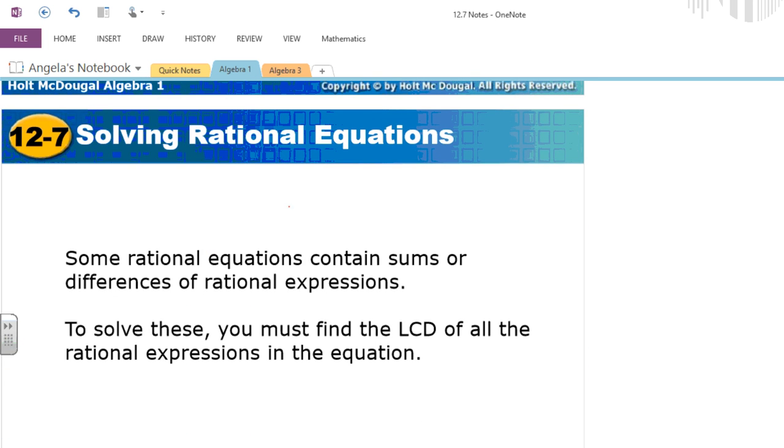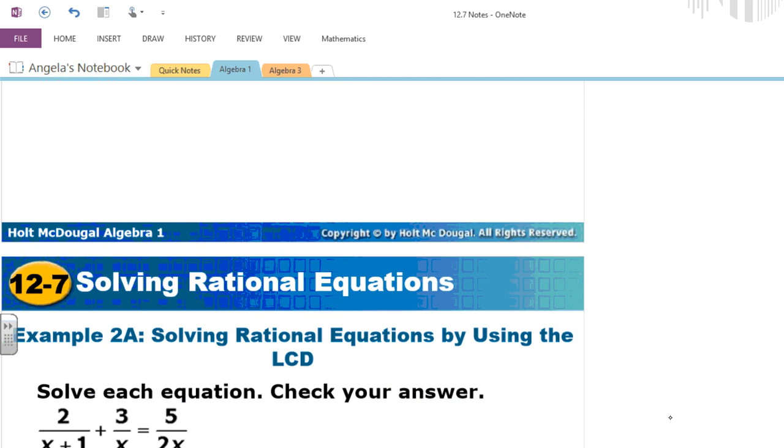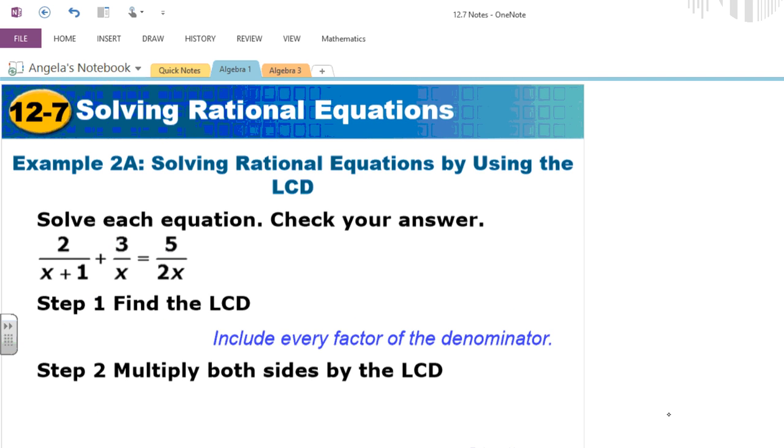Some rational equations contain sums or differences as part of the rational expression. So to solve these, you have to find the LCD, which stands for the least common denominator, of all the rational expressions in the equation. So let me show you. Finding the least common denominator is not going away.